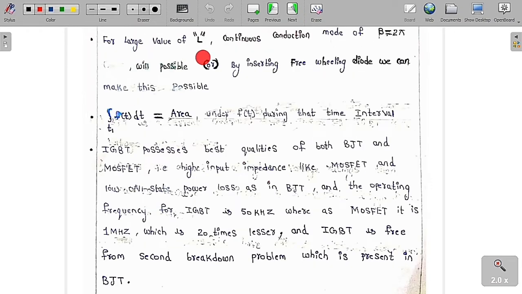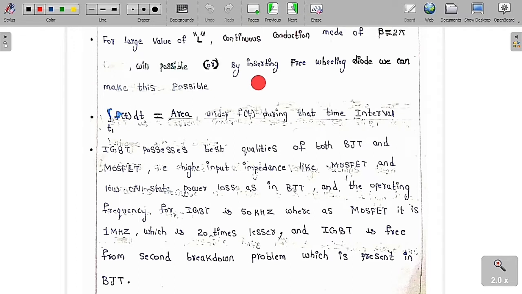For a large value of L, continuous conduction mode with beta equal to 2 pi will be possible, or by inserting a freewheeling diode, we can make this possible. So basically, there are two possible ways to make the current continuous conduction mode: by using a large value of inductance in the load, or simply by using a freewheeling diode.